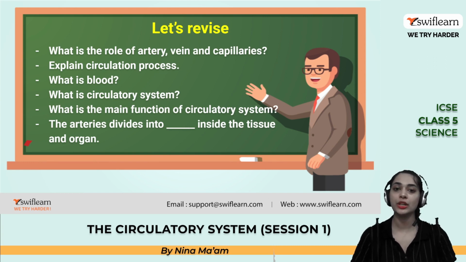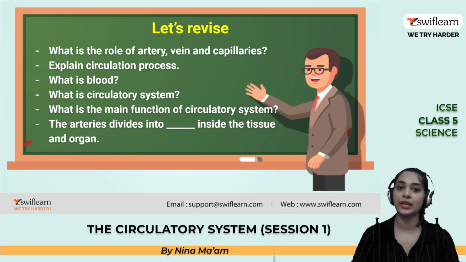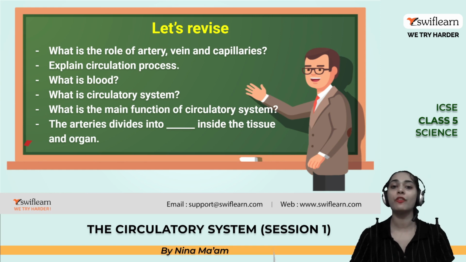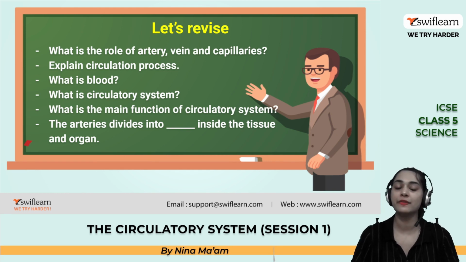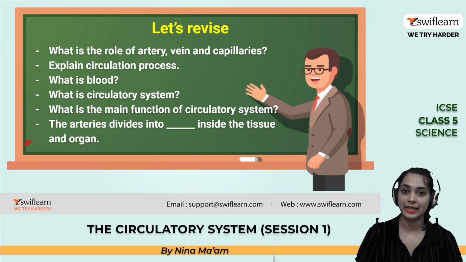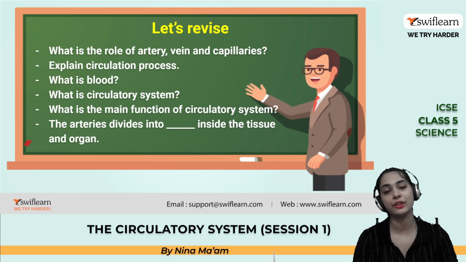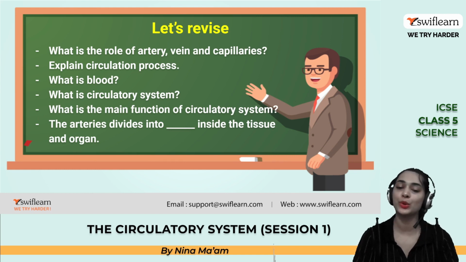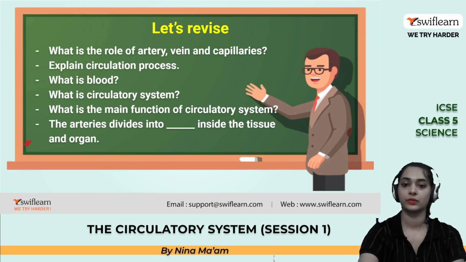The duty of the RBC, or red blood cells, is to deliver oxygen from your lungs to your tissues and organs. The duty of white blood cells is to protect us and keep us safe from infections. Can you say the duty of the platelets? It helps with blood clotting. So that is about that.